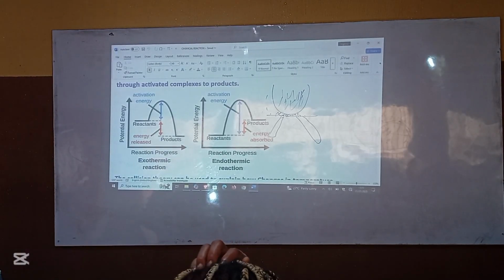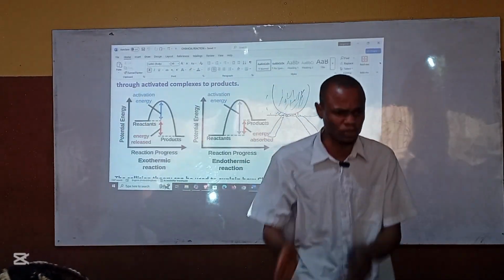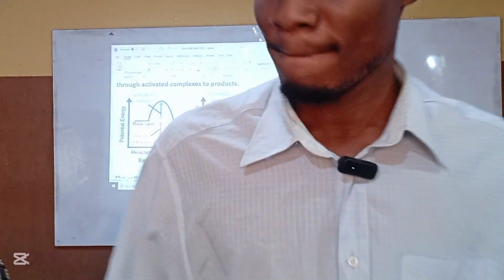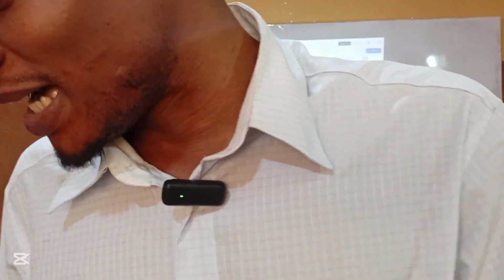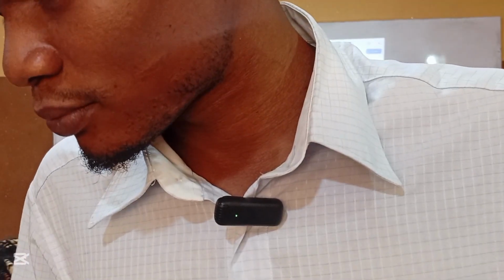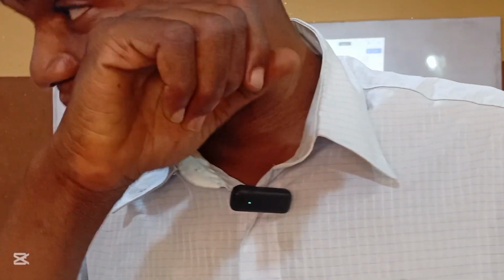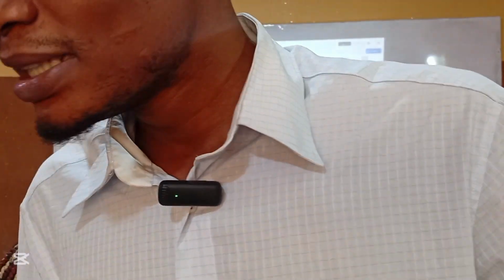JAMB is very wise. Yes. They can ask which one has the greater activation energy. Is it endothermic reaction or exothermic reaction? Which one has the greater activation energy? Is it exothermic reaction or endothermic reaction? Endothermic reaction, right? They need the greater energy for the reaction to take place, right? Endothermic reaction.